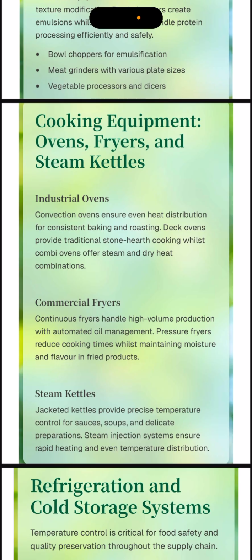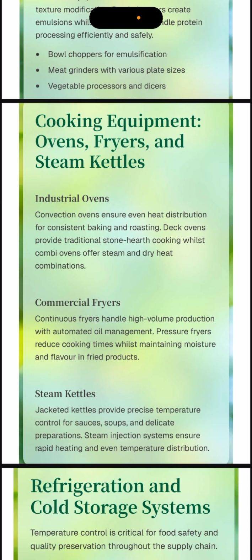The other one is pressure fryers. By cooking in a sealed, pressurized environment, the boiling point of the water inside the food is raised. This allows the food to cook at a lower temperature and much faster, trapping steam and moisture inside for a juicier final product. The other one is steam kettles.